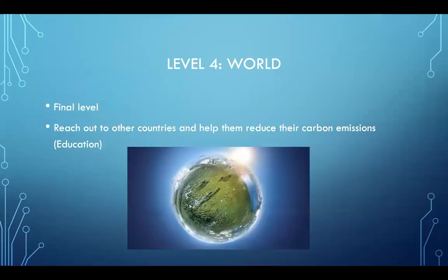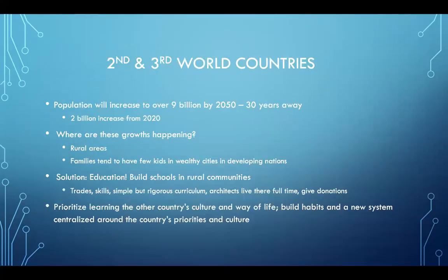So level 4, on a world level. This is the final level. We want to reach out to other countries and help them reduce their carbon emissions. In second and third world countries, populations will increase to over 9 billion by 2050, 30 years away. That is a 2 billion increase from 2020.